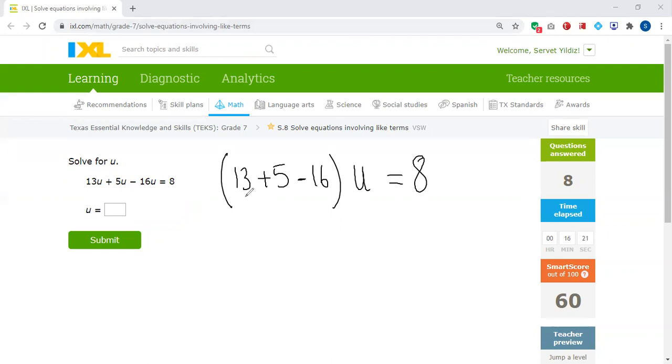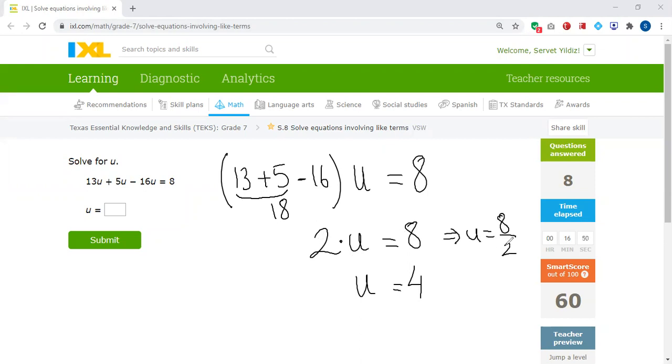So let's do this from left to right. 13 plus 5 is 18, and 18 minus 16 is 2. 2 times u is equal to 8. So u is going to be equal to 8 divided by 2, because we divide both sides by 2 to get the value of u. 8 divided by 2 is 4. So 4 will be the answer here. Okay, so u is equal to 4.